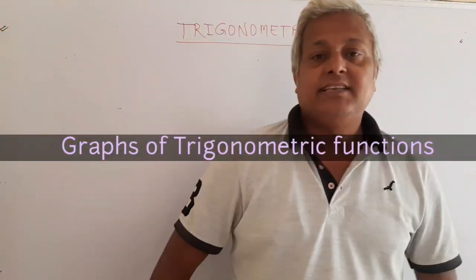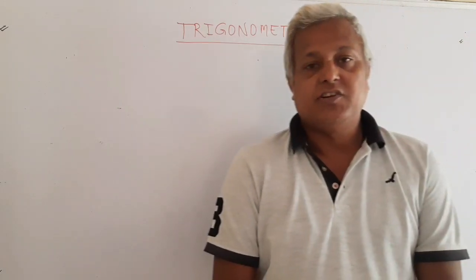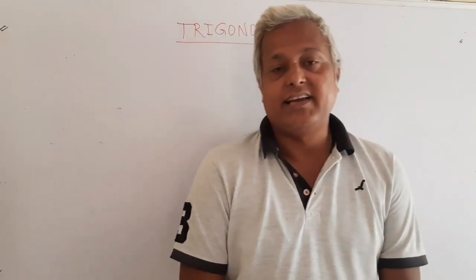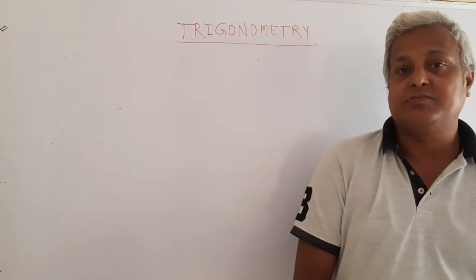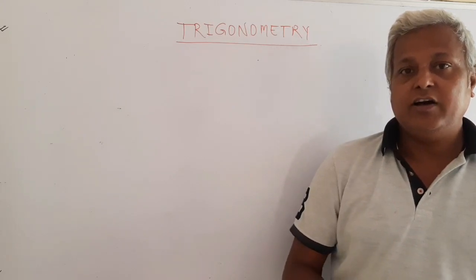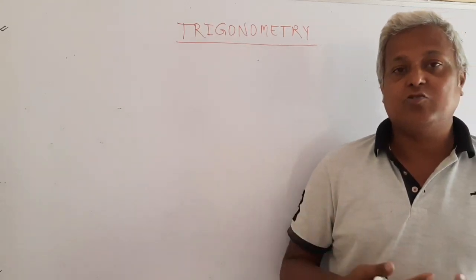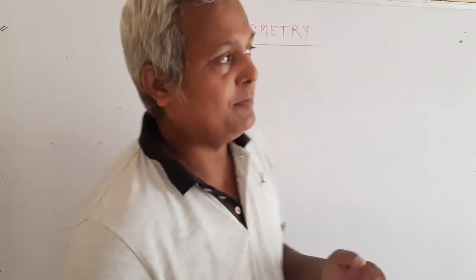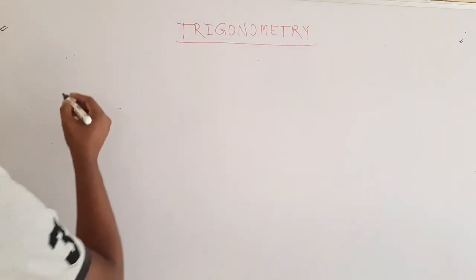Very good morning friends, and in this video we are going to understand the graphical nature of the trigonometric functions like sine, cosine, tangent, cotangent, secant and cosecant, also called cosec and sec respectively. So the graphical nature means how these look, and what are the domain and the range of these trigonometric functions. So first let me plot the sine graph.